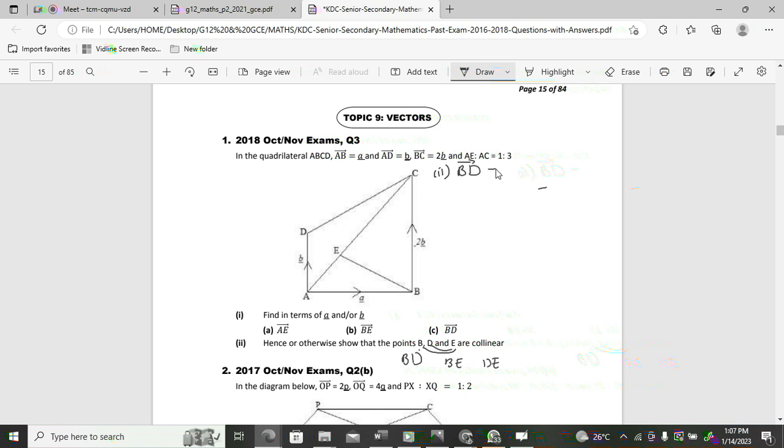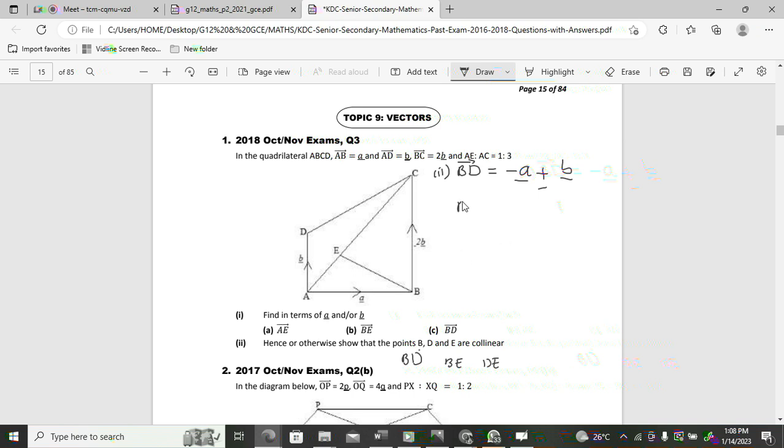You want to find the vector BD. How can you move from B to D? For BD, we have already calculated it. What did we find for BD for this question? We found negative a plus b. You've forgotten. This is the one we found. We already did that on question C. So we have found BD.